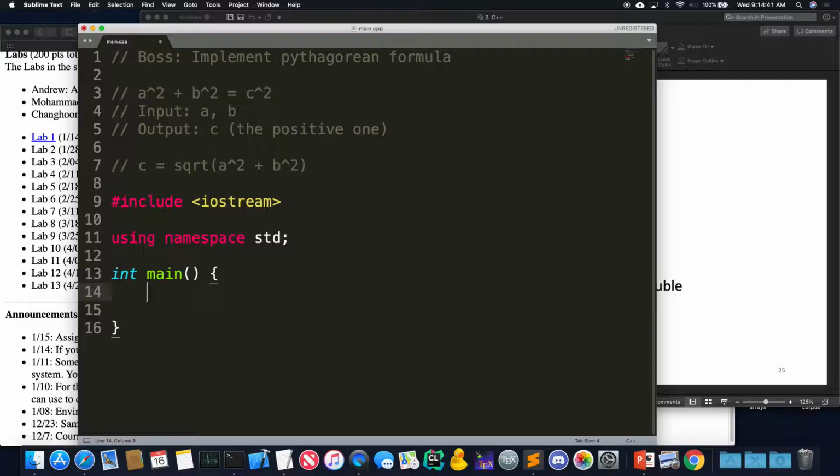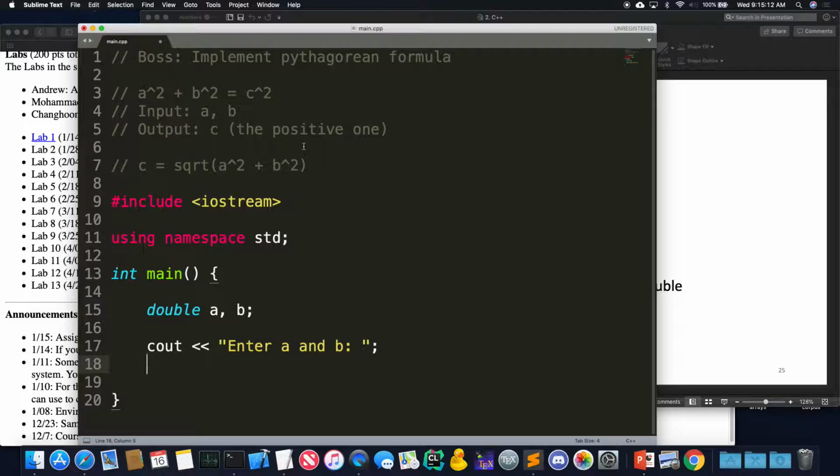So I want to input A and B. So what types do we want A and B to be? Double. So then we are going to have them be doubles, A and B. So maybe we want to prompt the user. So let's just say cout "Enter A and B," just as an example.